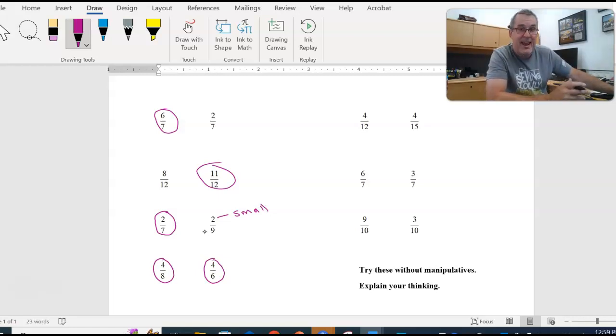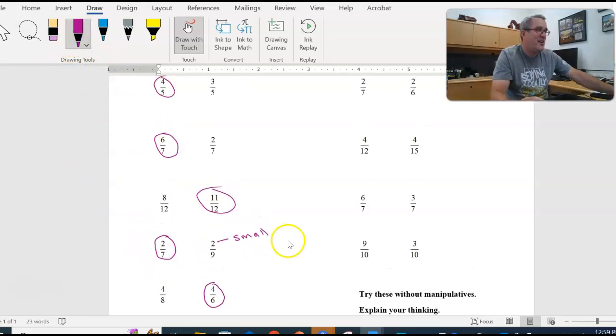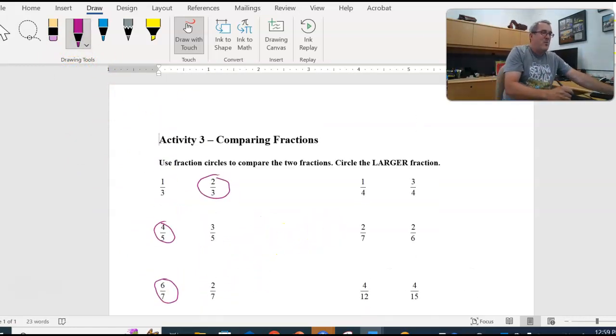And cutting up into 8 pieces means smaller pieces. Cutting up into 6 pieces means bigger pieces. And so the 4, I don't know why I circled them both. I was talking, huh? So the 4/6 is going to be bigger than the 4/8. All right, what about 1/4, 3/4? Oh, 3 copies of a 4th is going to be bigger than just 1 copy.